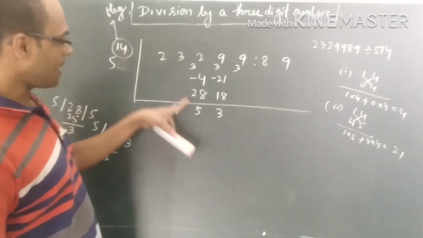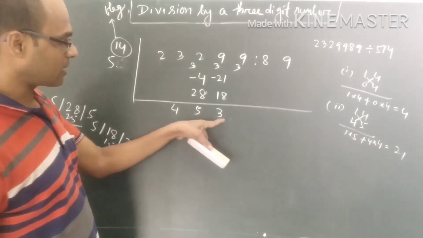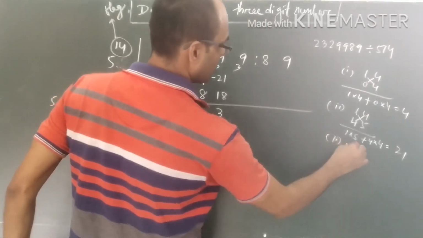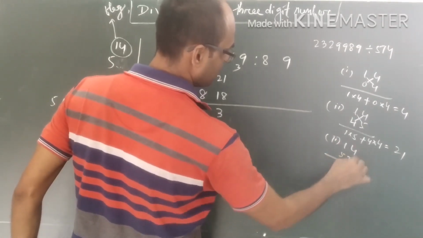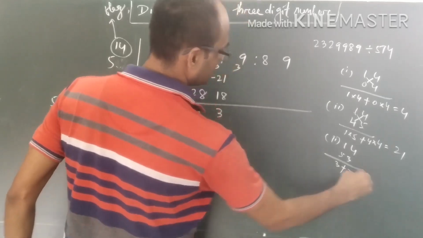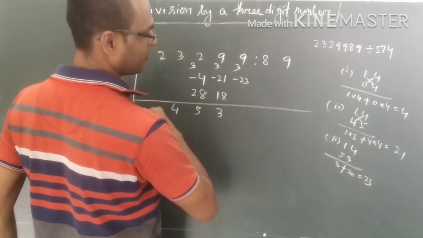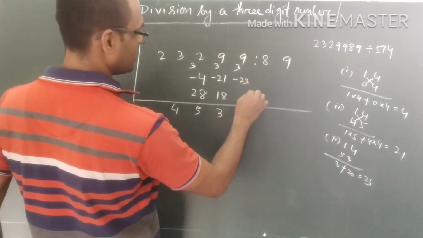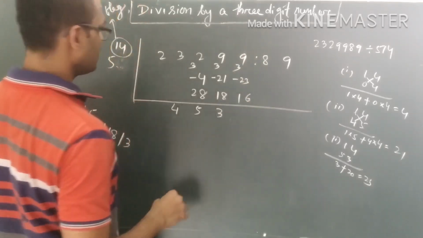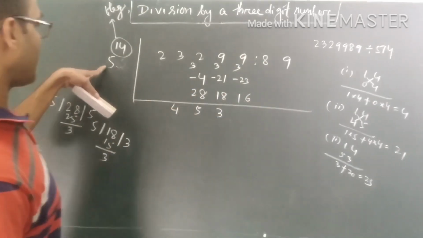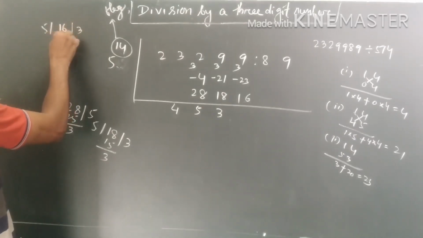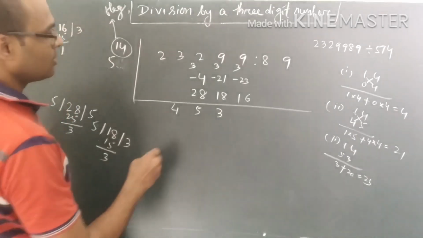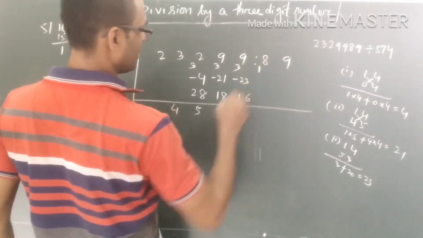Now, 14 and 53 you have to take. Third step, 14 with 53. 3 into 1 is 3, plus 5 into 4 is 20, means 23 will be subtracted from here. So 9 minus 3 is 6, 3 minus 2 is 1. 16 divided by 5. 5 into 3 is 15, remainder 1. So put 3 here, put 1 here.